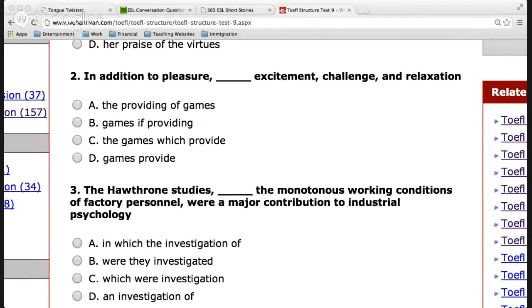Let's go to Amparo, number two. In addition to pleasure, excitement, challenge, and relaxation.